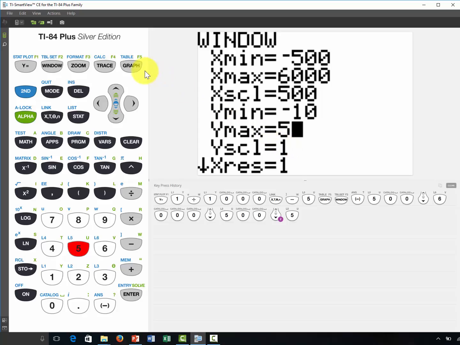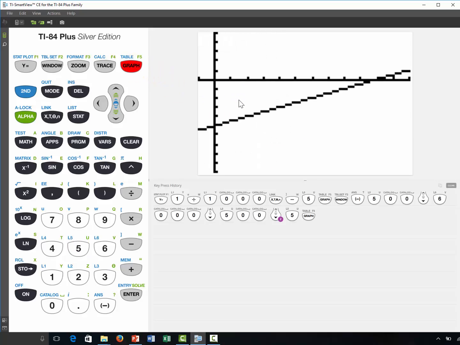So let's see what this looks like. So I hit graph. And here we can see the y-intercept of negative 5. And here we can see the x-intercept of around 5,000. So this is 500, this is 1,000, 1,500, 2,000, so on and so forth.